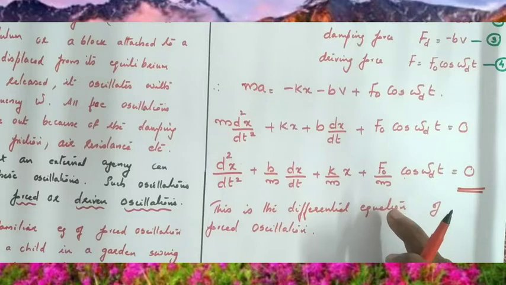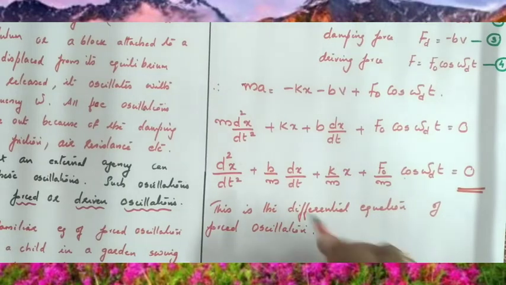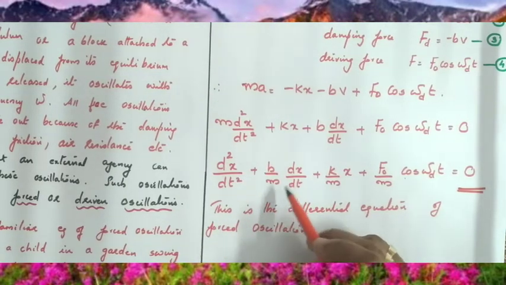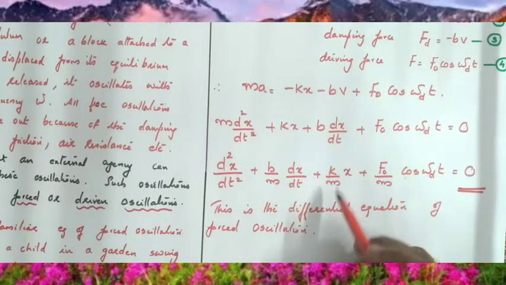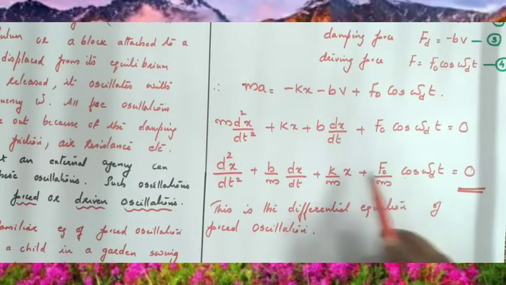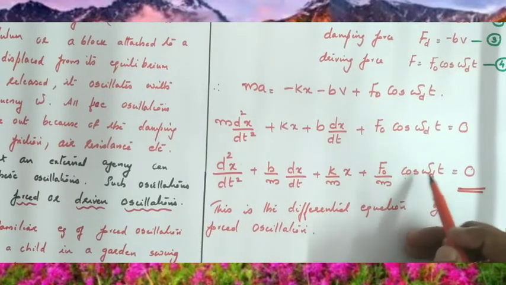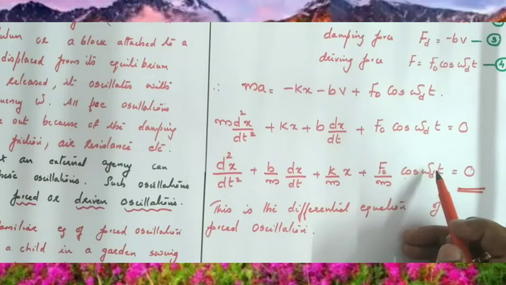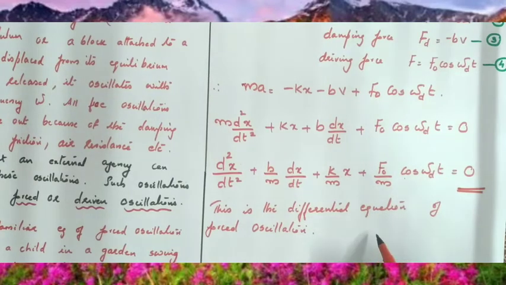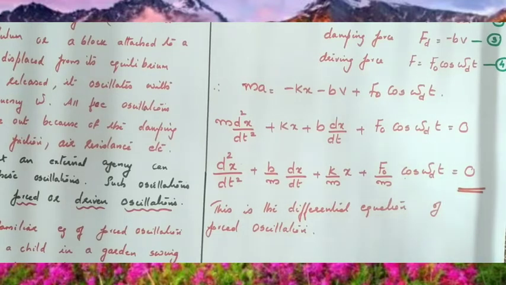So, what is the differential equation of driven simple harmonic motion? d square x by dt square plus b by m into dx by dt plus k by m into x plus F0 by m cos omega d t equal to 0. Here omega d represents the driving frequency or driven frequency, that is, the frequency of the external force. Okay, that frequency is omega d.